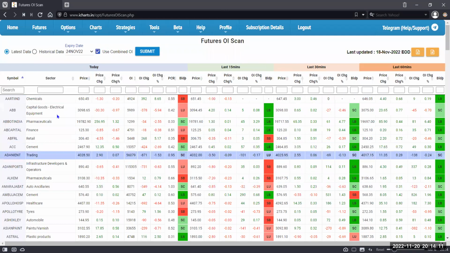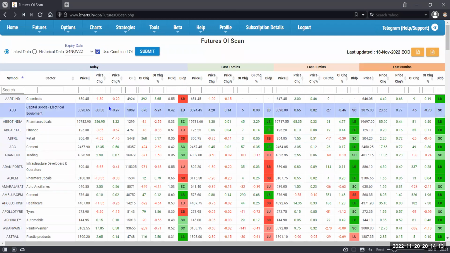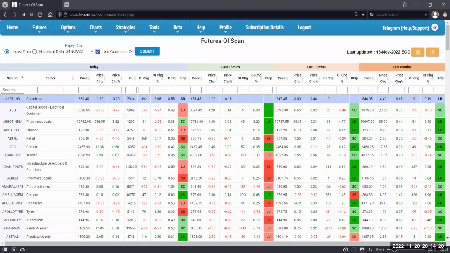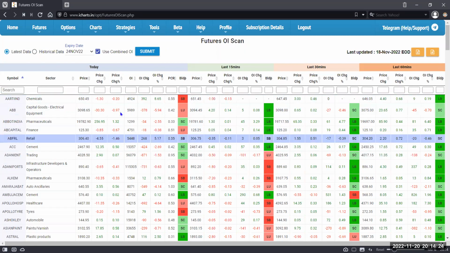But the first thing that you will see here will be the today section, that will update immediately, because this data pertains to current data compared to the previous day's closing data. So this will start updating immediately.